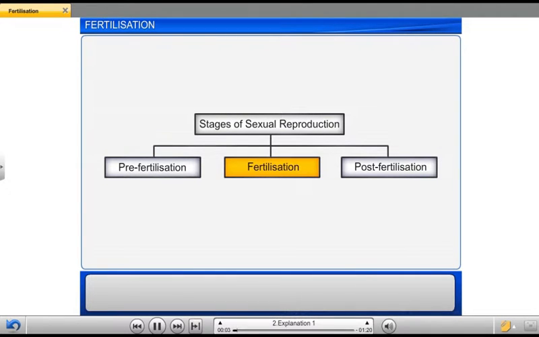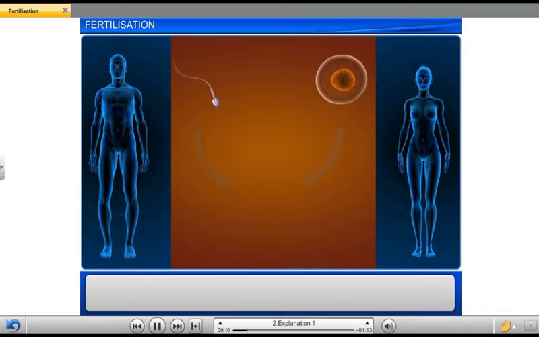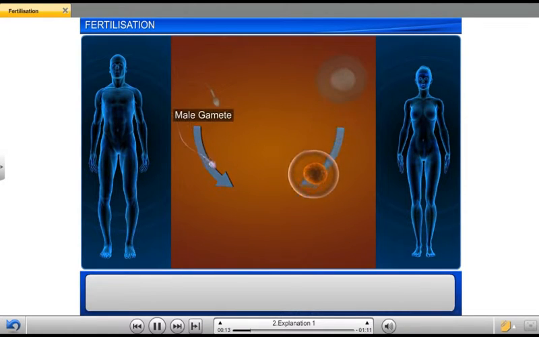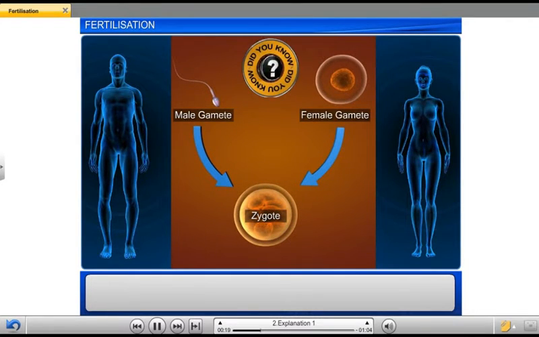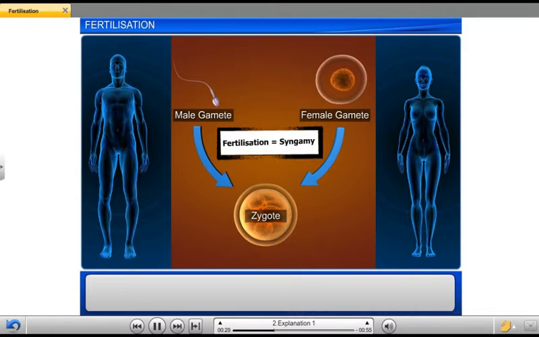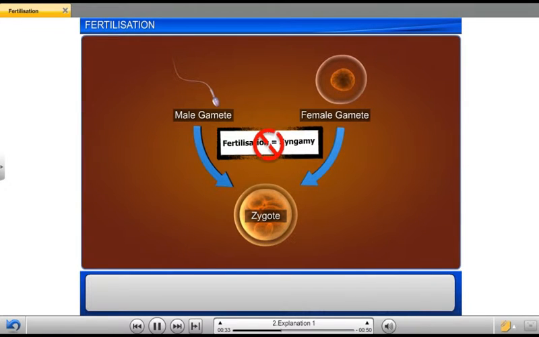Fertilization, the second stage in sexual reproduction, is also the hallmark of the process. During this stage, the male and female gametes fuse to form a diploid zygote. Did you know that syngamy is the other word used to describe the process of fusion of gametes or fertilization? Interestingly, fertilization does not occur in every sexually reproducing organism.